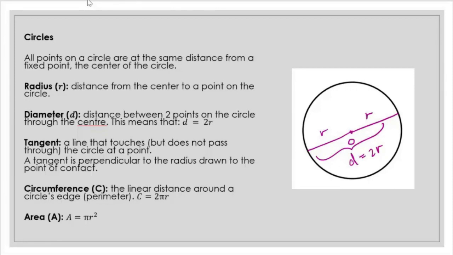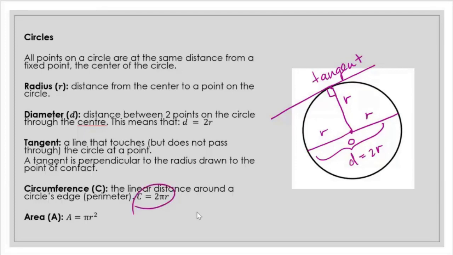A tangent, that's an interesting one, is a line that touches the edge of the circle at just one point. So what I drew previously was a secant. It crossed the edge of the circle twice. A tangent touches only once. And what's interesting about a tangent is if I take the point where the tangent touches the circle and I draw a straight line to the center, in other words, the radius, we find that the tangent and the radius are at 90 degrees from each other.